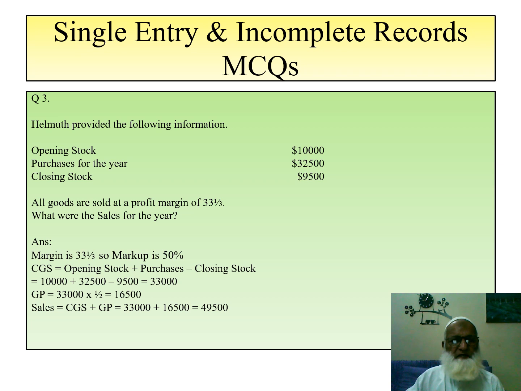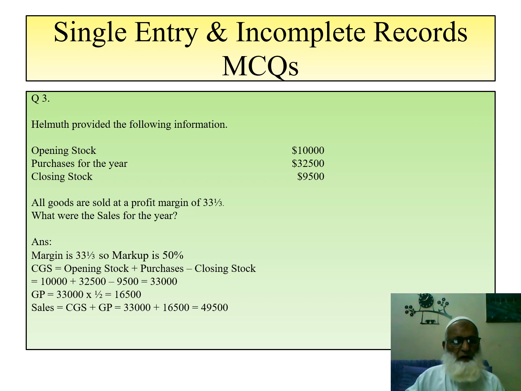Helmut provided the following information. Opening stock is $10,000. Purchases for the year is $32,500. Closing stock is $9,500. All goods are sold at a profit margin of 33.33%. What were the sales for the year? Answer: margin is 33.33, so markup shall be 50%.